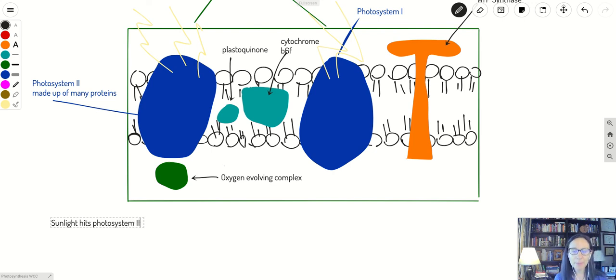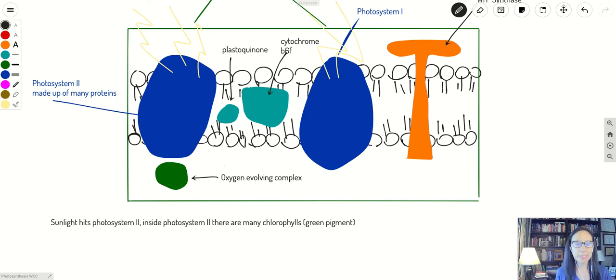Okay, and what happens is inside photosystem 2, there are all these pigments called chlorophyll. So inside photosystem 2, there are many chlorophylls. Okay, and these chlorophylls are a green pigment, which is again why all plants look green, because they are reflecting a green color and they're absorbing all the other colors. Oops, and I misspelled chlorophyll.